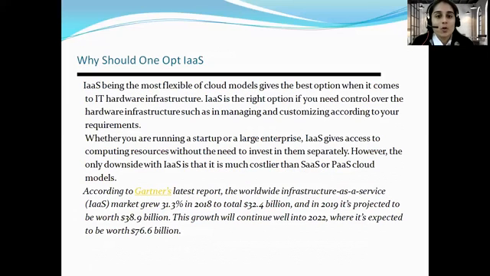Why should one opt for IaaS? IaaS, being the most flexible cloud model, gives the best option when it comes to IT hardware infrastructure. It is the right option if we need control over the hardware infrastructure, such as in managing and customizing according to our requirements. Whether we are running a startup or a large enterprise, IaaS gives access to computing resources without the need to invest in them separately. However, the only downside with IaaS is that it is much costlier than SaaS or PaaS cloud models.